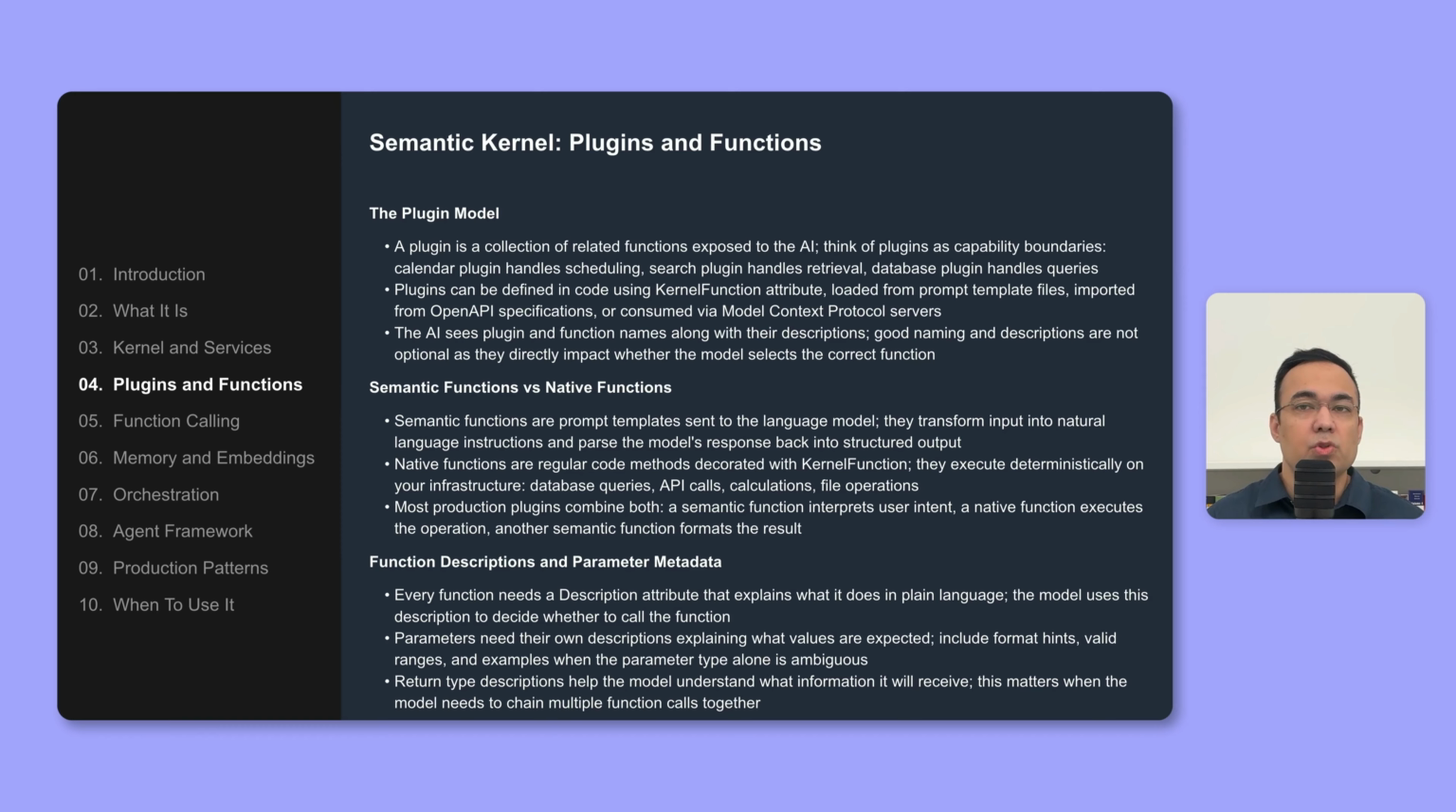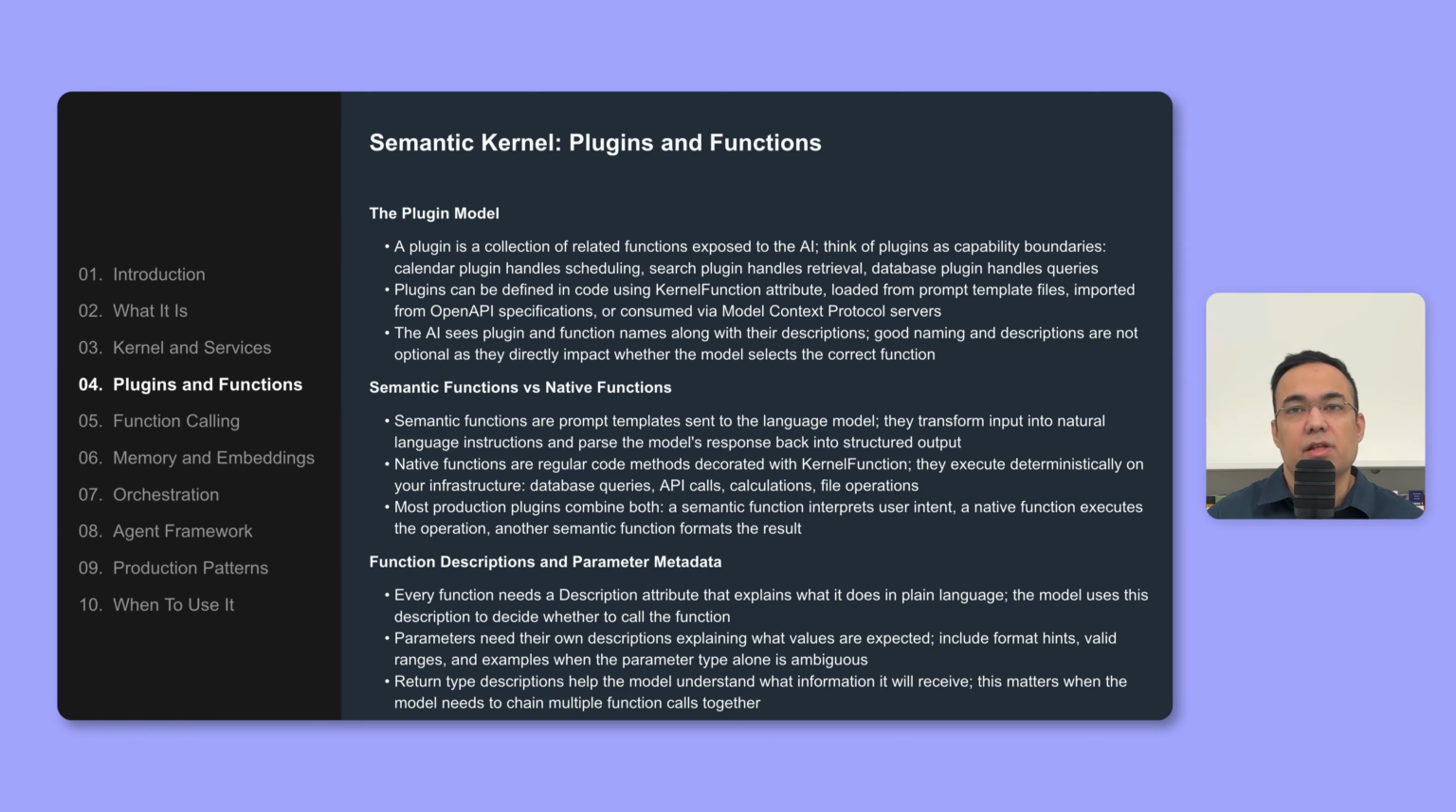In production, most plugins combine both of these types. A semantic function interprets the user's intent and extracts parameters. A native function would execute the actual operation. Another semantic function might format the result for the user, and this combination will give you the flexibility of natural language understanding with the reliability of deterministic code execution.